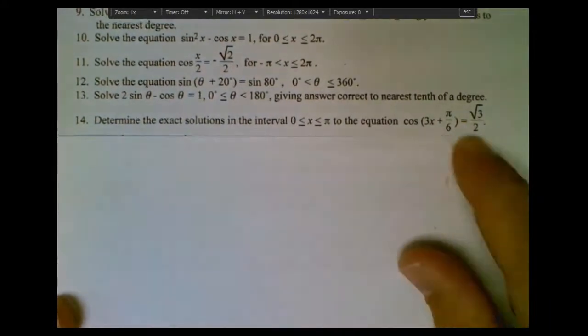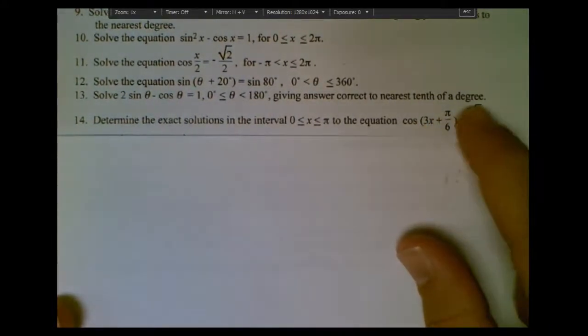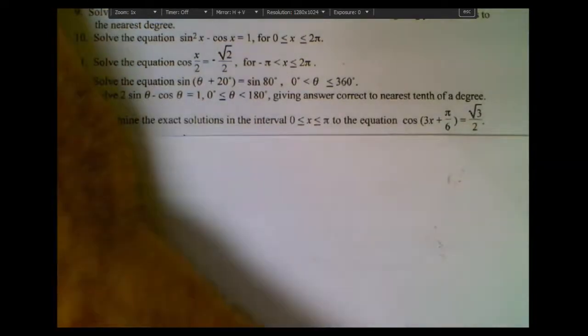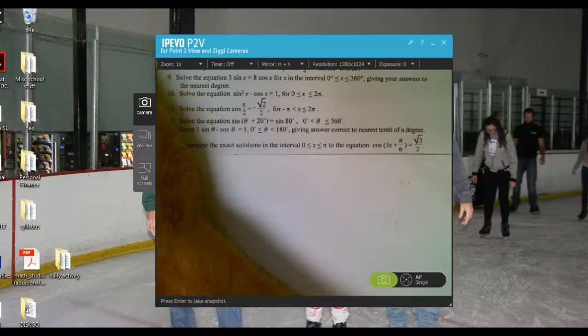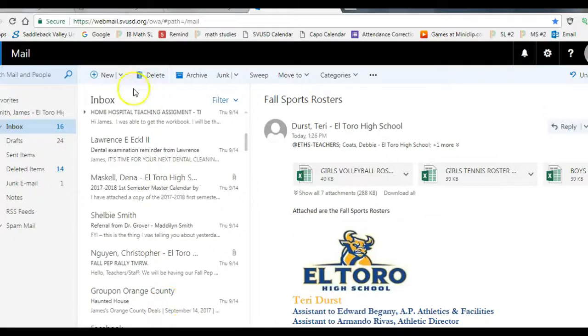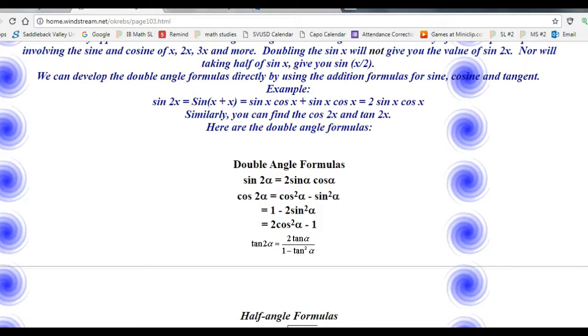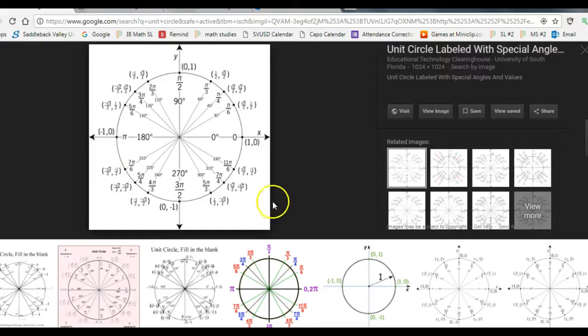So we need to know the cosine of what angle gives us a value of rad 3 over 2. Let me take you back to the unit circle, there it is. So the cosine of what value is rad 3 over 2? Remember, cosine is your x's, so it looks like pi over 6 would work. If you trace that around, where it also has an x value of rad 3 over 2, it looks like right here at 11 pi over 6.